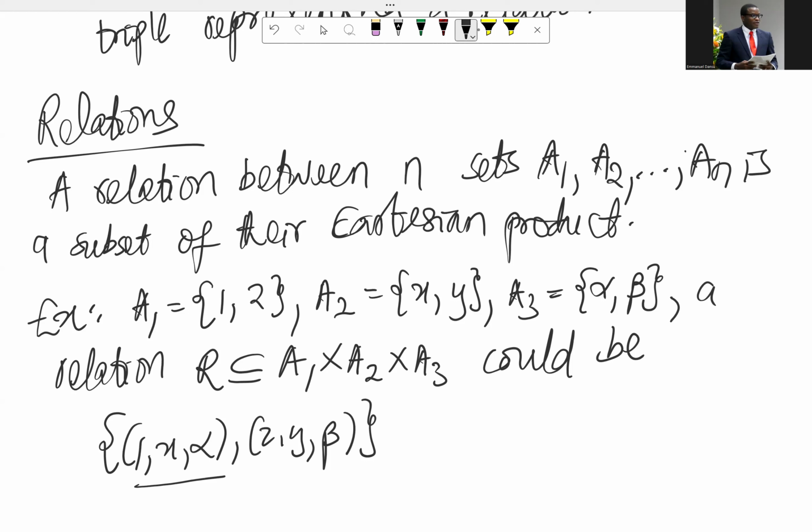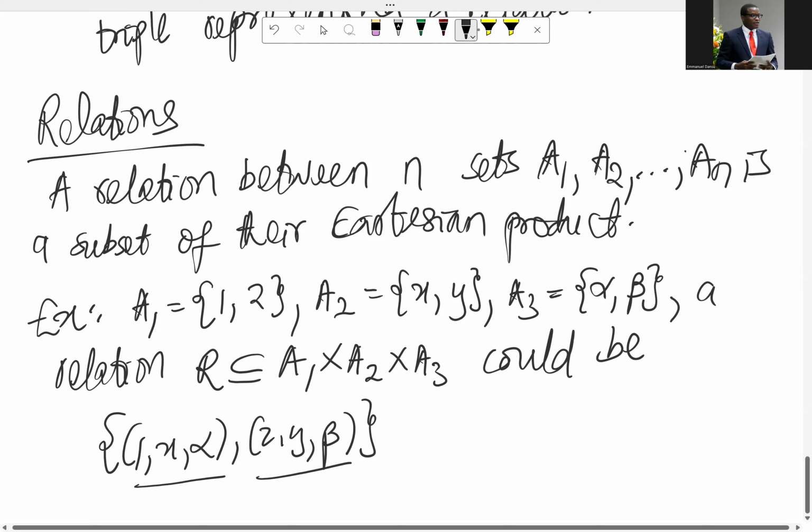Then you can have 1 X alpha, 1 X beta, 2 X alpha, 2 X beta, then you can go for 1 Y alpha, 1 Y beta, then 2 Y alpha and 2 Y beta, and this is it. So this is like the first and last in the range. So these could actually be relations under the Cartesian product. We are simply saying that a relation between n sets A1, A2, and AN is a subset of their Cartesian product. So you may have defined a relation that picks out some elements of your Cartesian product. That's what this is talking about.